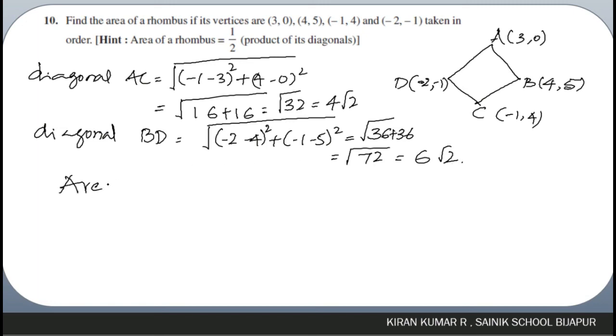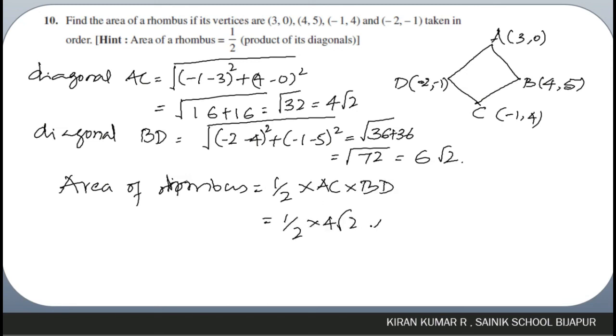Therefore, area of rhombus will be equal to half multiplied by the product of the diagonals AC into BD. So it is half multiplied by 4 root 2 multiplied by 6 root 2. Here root 2 into root 2 becomes 2, and this 2 with the denominator 2 gets cancelled. We get it as 24 square units.